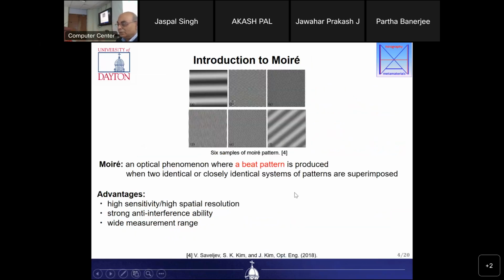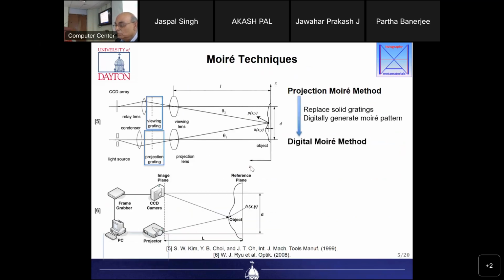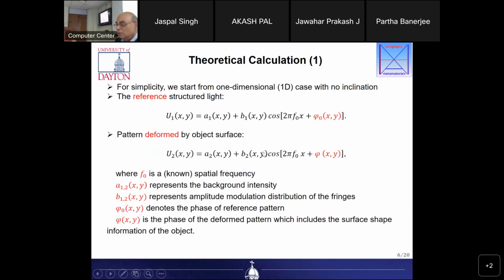Now, this Moire business, I mean, Moire is like a beat pattern, but the beat pattern is from incoherent light fringes, really. So that's when you get a Moire pattern. But one of the things I wanted to say is, let me just move on a little bit here.